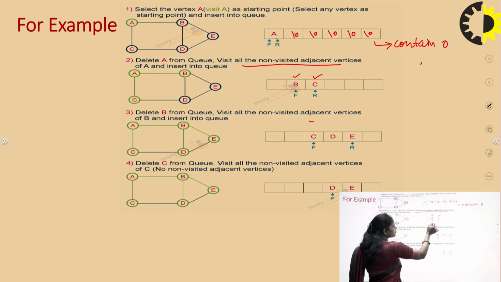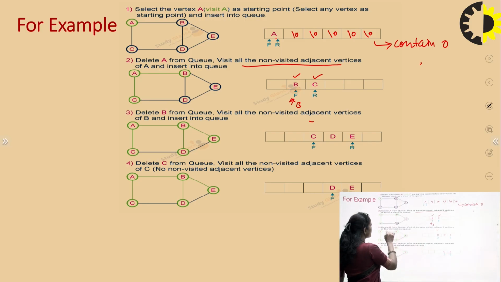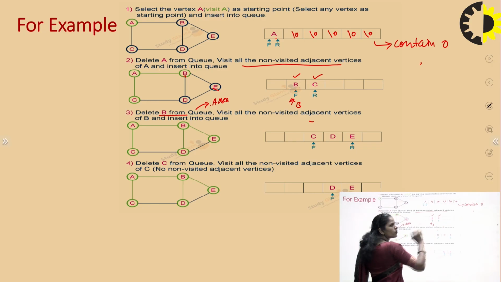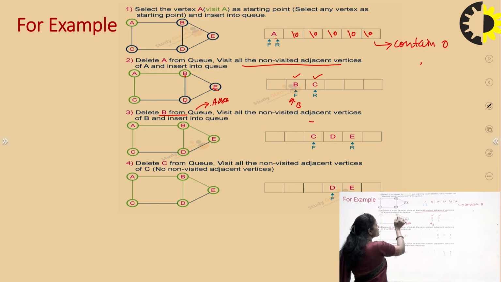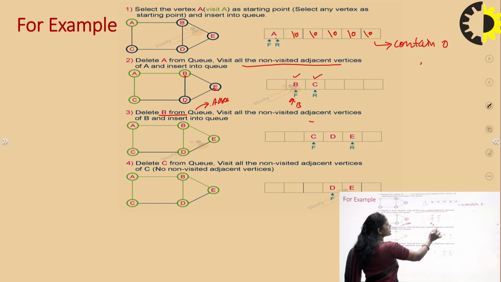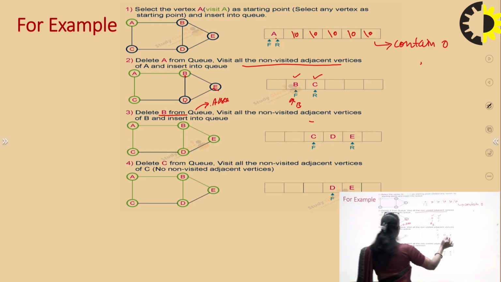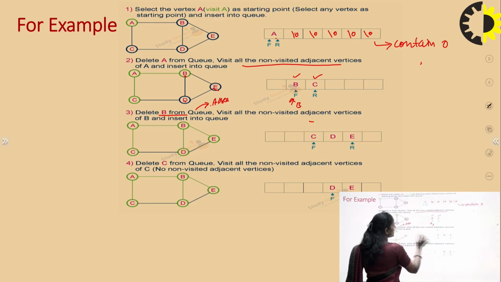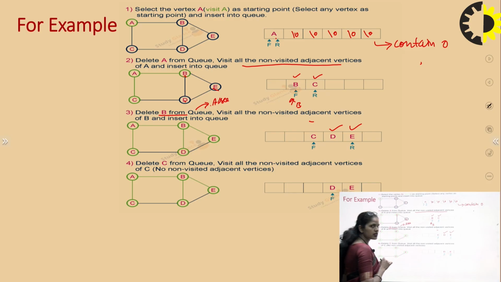So at the front side, we will find B is my next node to delete, right? So delete B from the queue. This means also add the adjacent nodes. So B is connecting to E and D. So basically D and E have to be added in the queue. As we visited B, we delete it from the queue and visit all non-visited adjacent vertices and insert them in the queue. So basically B is connecting to D and E, so we are adding these in the queue.